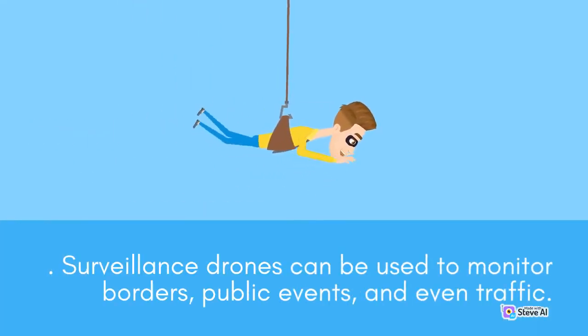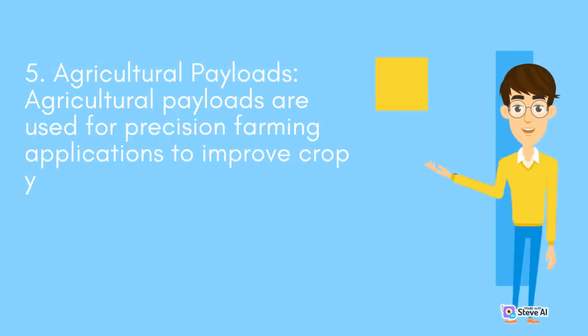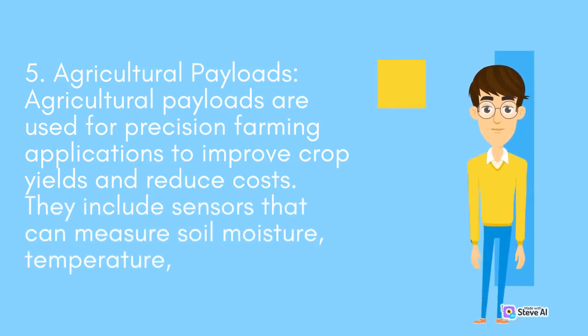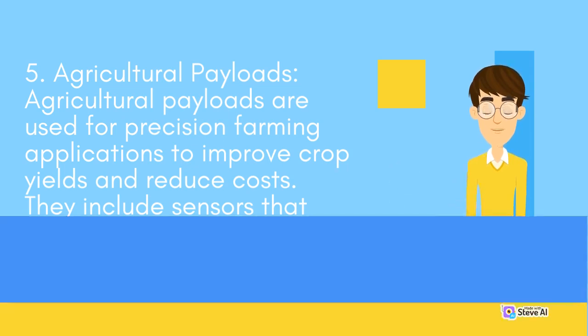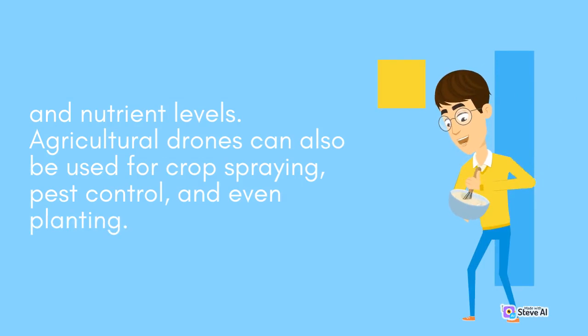Surveillance drones can be used to monitor borders, public events, and even traffic. 5. Agricultural payloads. Agricultural payloads are used for precision farming applications to improve crop yields and reduce costs. They include sensors that can measure soil moisture, temperature, and nutrient levels. Agricultural drones can also be used for crop spraying, pest control, and even planting.